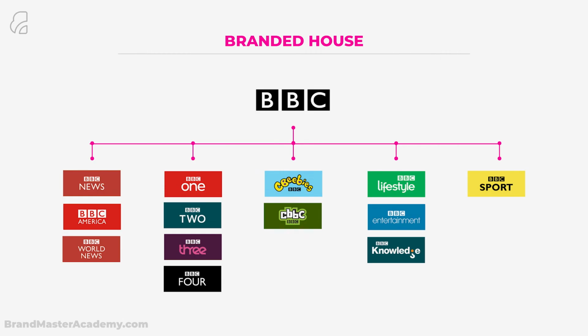Example number 6 is the BBC. Now, the BBC has many different channels and each one of those channels caters to a different audience. You have BBC News, you have BBC 1, 2, 3 and 4, you have their children's channel CBeebies, and you also have BBC Radio. Now, each and every one of these channels and each and every one of these stations have their own individual tone of voice. So they will use different tones of voice for the children's channel and they'll use different tones of voice for the news channel. So you can see why BBC would use a branded house structure to differentiate those audiences and differentiate those channels.